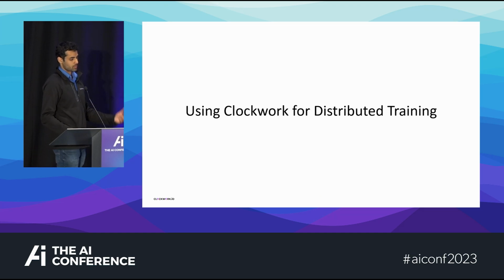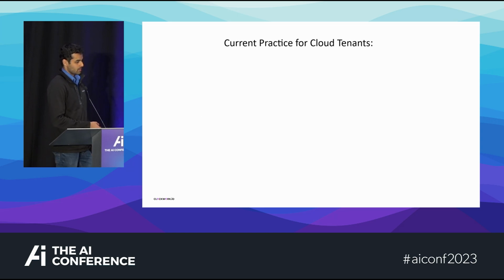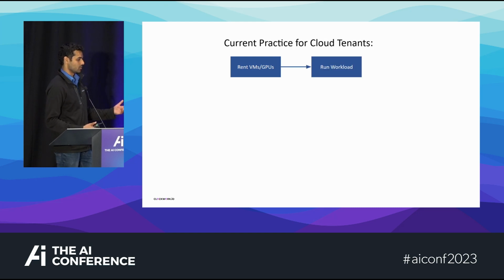So now let's talk about how Clockwork can be used to actually do distributed training. The current practice for cloud tenants is pretty simple: just rent and run. First you rent your VMs, which have some GPUs attached to them. The second step is you install any dependencies that you have and you run your workload on those VMs and GPUs. With Clockwork software, we can actually optimize for the runtime by doing the following.